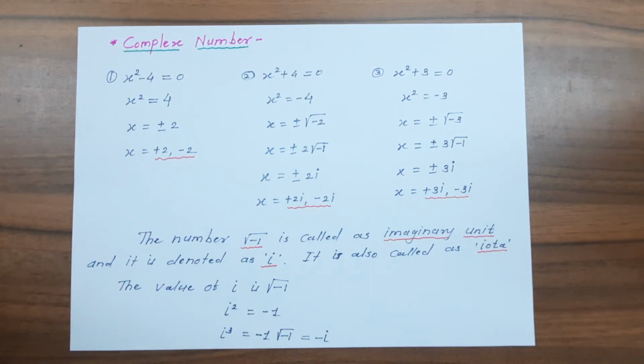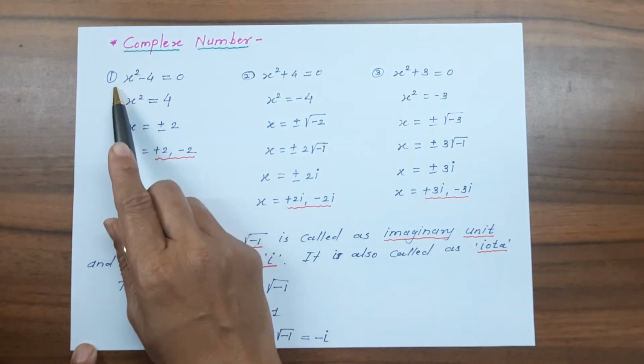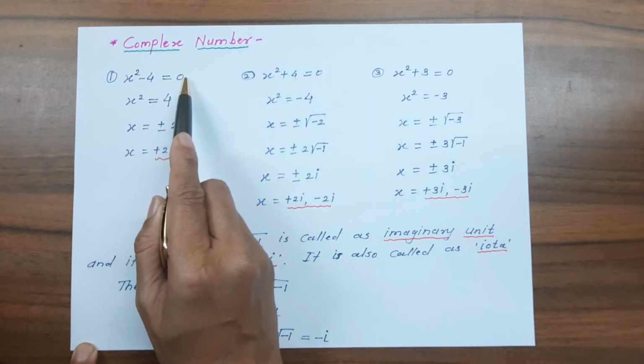Hello students, today we are going to learn a new concept, complex number. Before moving towards complex number, let's solve some quadratic equations. Equation number first is x square minus 4 is equal to 0.